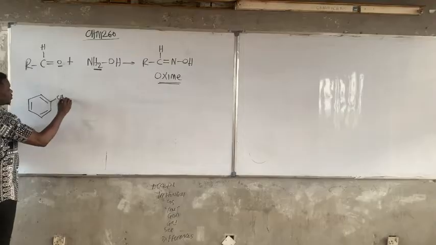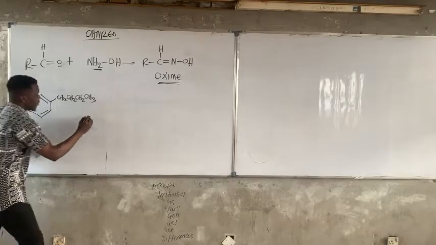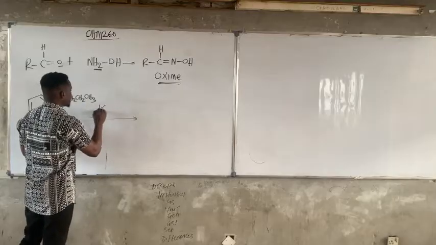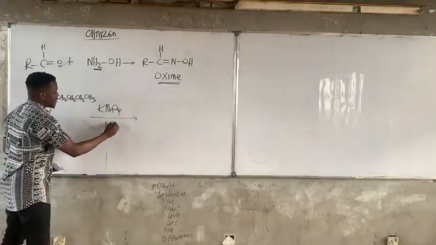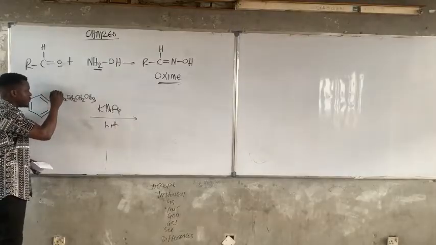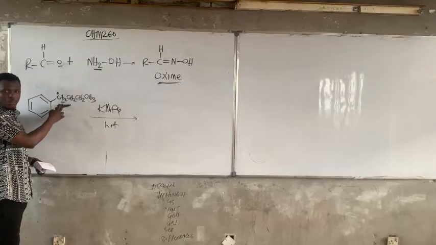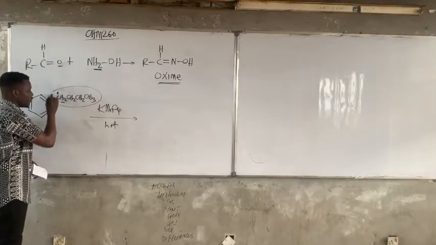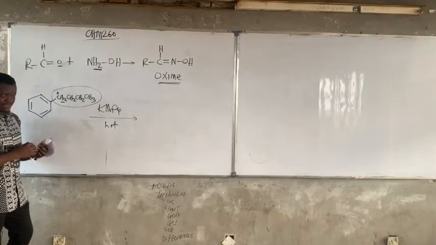This is CH2, CH2, CH2. Now remember, this is always oxidizing with hot potassium permanganate, KMnO4. As long as the first carbon attached to this benzene has one hydrogen or more, everything here will be converted to COOH. We call this type of oxidation the relative oxidation.